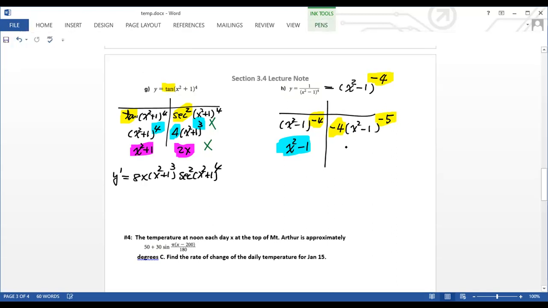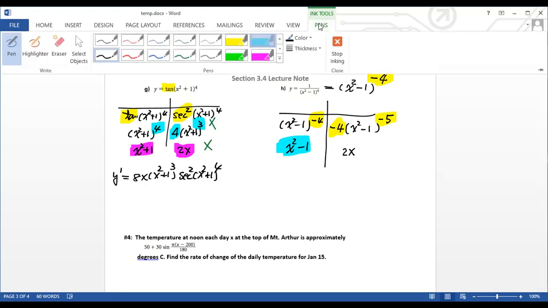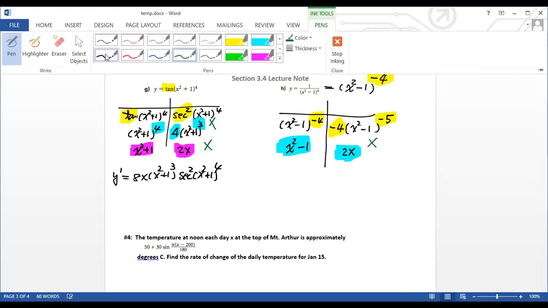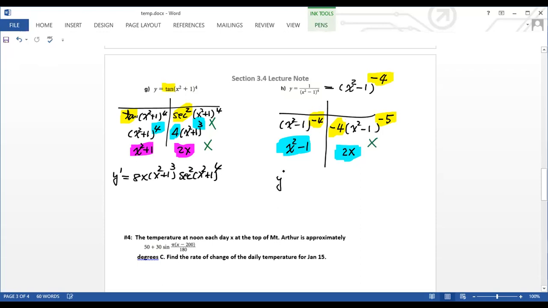Now the second layer, x squared minus 1, what is that? It's a 2x. That's pretty good, right? So it's 2x. Now what I need to do is multiply, right? So after you multiply, I can say y prime is 2 times negative 4, negative 8, and x squared minus 1 to the negative fifth, or you can just say negative 8x times x squared minus 1 to the negative fifth power.